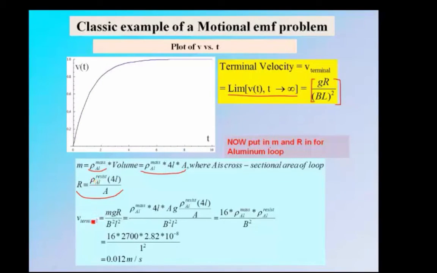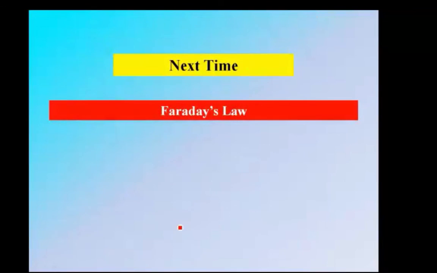If we put that in for V terminal, it's a little messy, but if you grind on that, you'll find that you get a constant times the mass density and the resistivity of the aluminum. So it doesn't depend on the size of the coil. And then this is divided by B squared. So putting in the numbers for aluminum, we come up with the terminal velocity to be quite slow, 0.012 meters per second. So next time we're going to address Faraday's law, which is an extension of what we've found here in terms of motional EMFs.